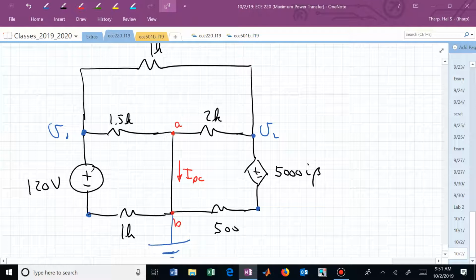We can do node voltage analysis at those 2 nodes, V1 and V2. We'll take that offline, do that, and compute our R Thevenin, and then we'll have enough information to find R sub L, which is equal to R Thevenin, and compute the maximum power.